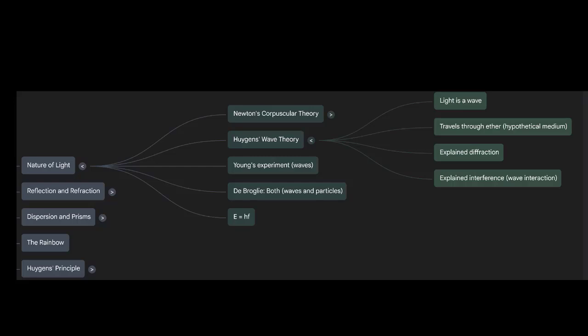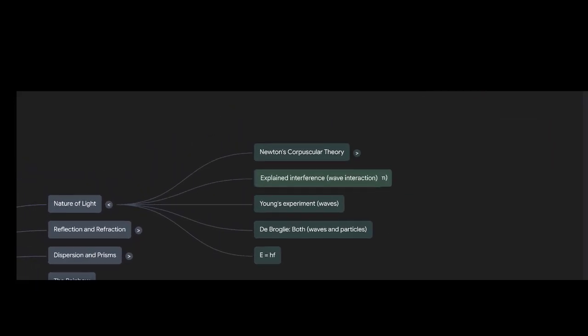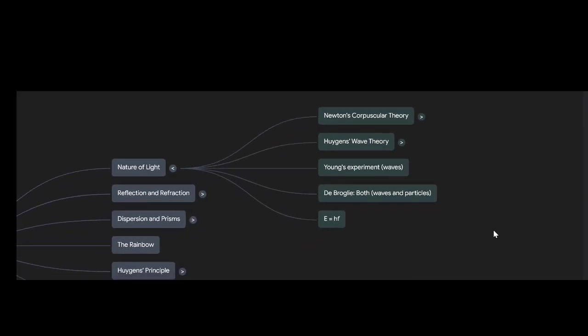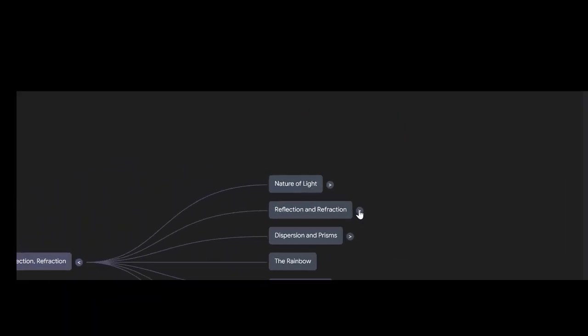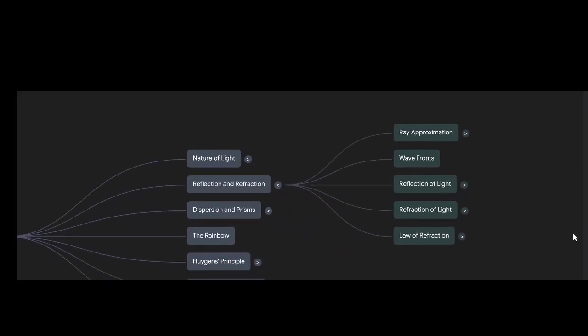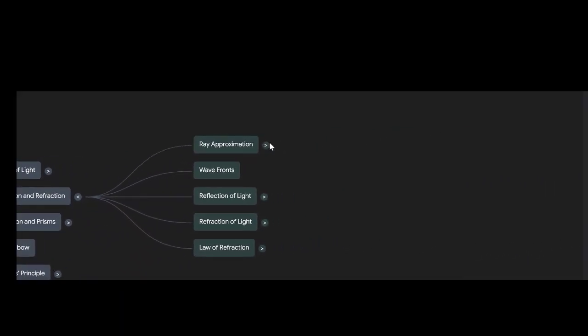Now, for understanding how it moves day to day, the sources mention the ray approximation. Why simplify? It's super useful. When we're dealing with mirrors or lenses, things much bigger than light's wavelength, thinking of light as traveling in straight lines, light rays, makes things much easier to visualize and calculate. Like sunbeams through a window. Exactly. As long as the medium, like air or glass, is uniform, it works really well. Got it. So these rays travel straight until they hit something, a boundary between two different materials.